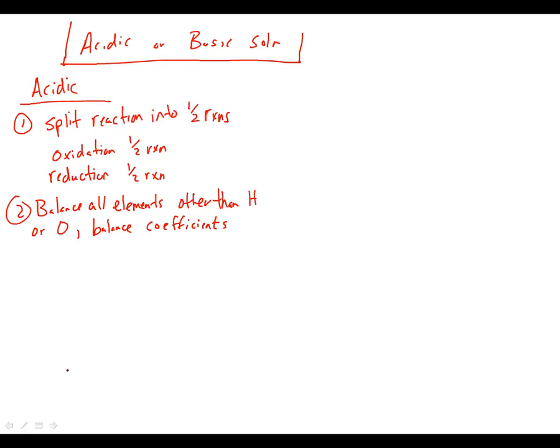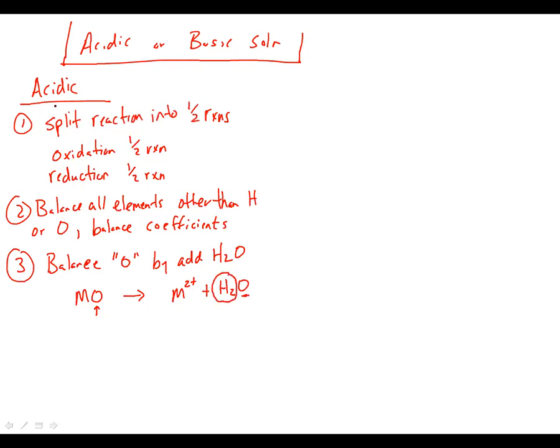Once you've balanced everything besides hydrogen and oxygen, we balance the oxygen by adding water. So we use water to balance the oxygen. For every water that you add to one side of the half reaction, you then need to balance the hydrogen. So if you added 2 waters to one side, you need 3 waters to the other side, or 8 waters to the other side. Then balance the hydrogen.